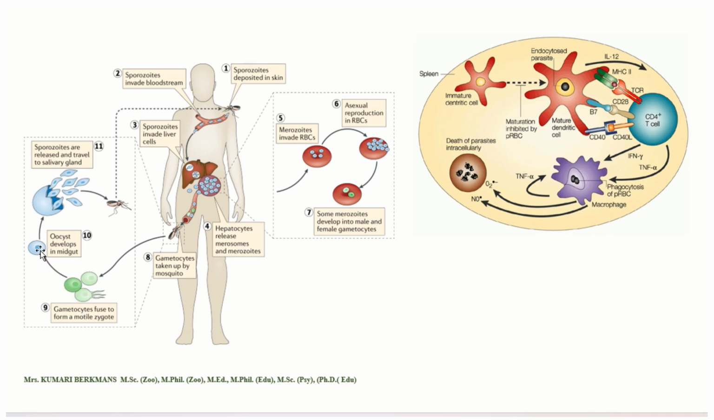Then this forms into an oocyst in the midgut of the mosquito. Then the sporozoites are released and travel to the salivary gland of the mosquito, and when this mosquito bites another person, the sporozoites from the salivary gland enter into the human being. So this is the life cycle. This is how the mosquito spreads the sporozoites from human to human.